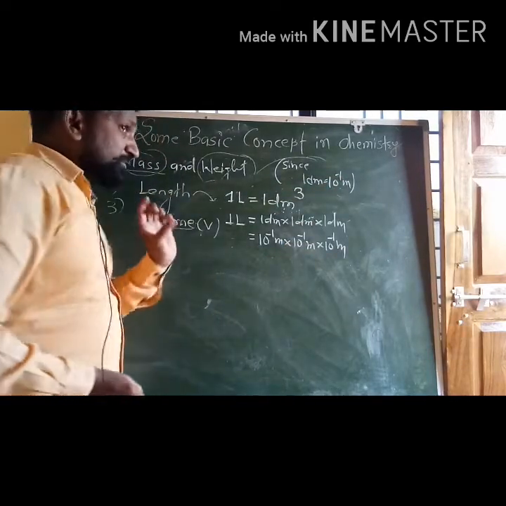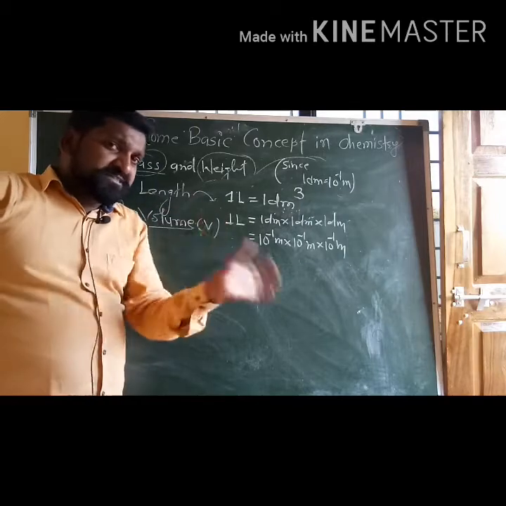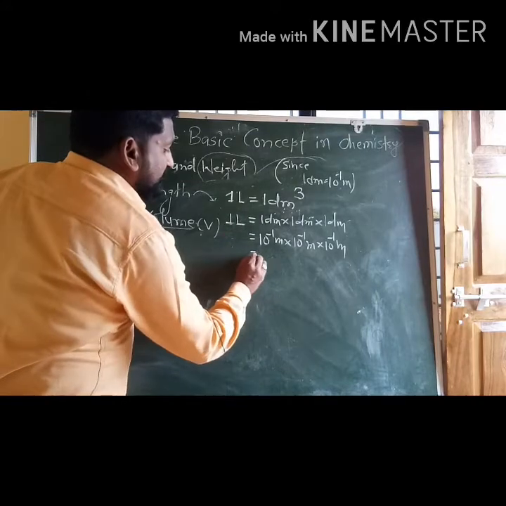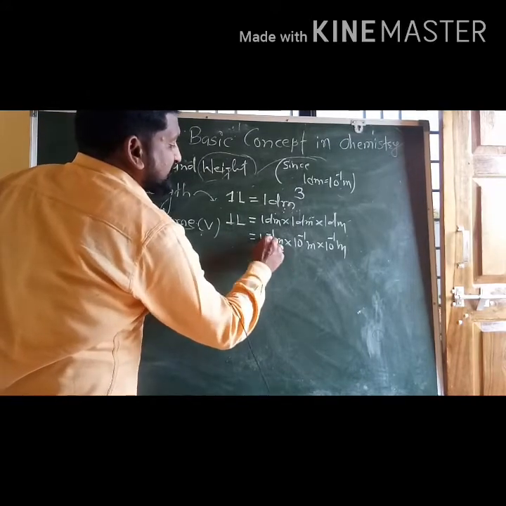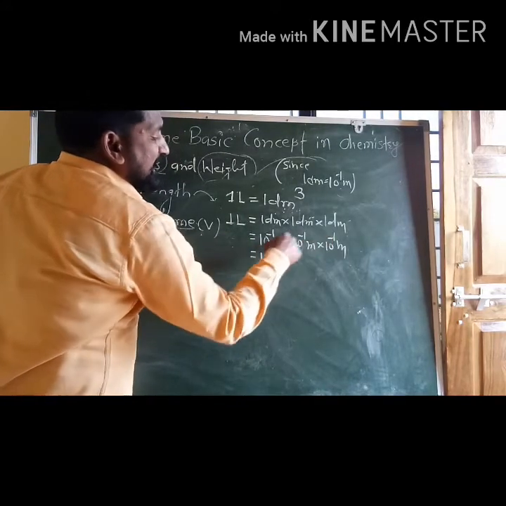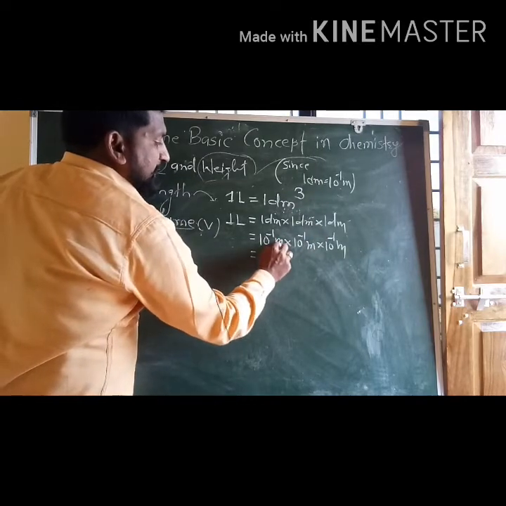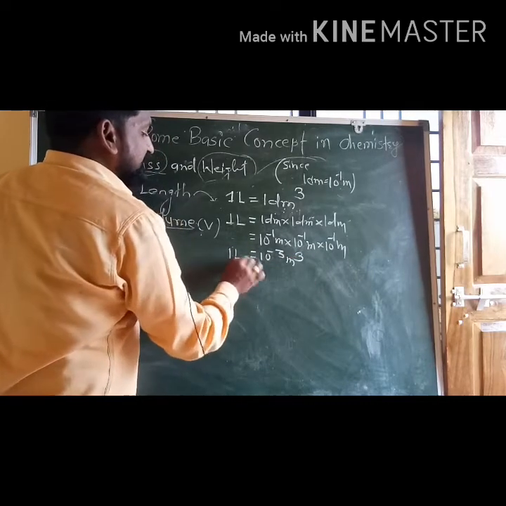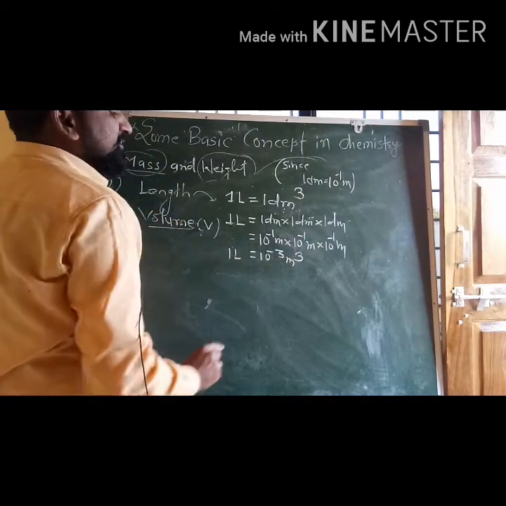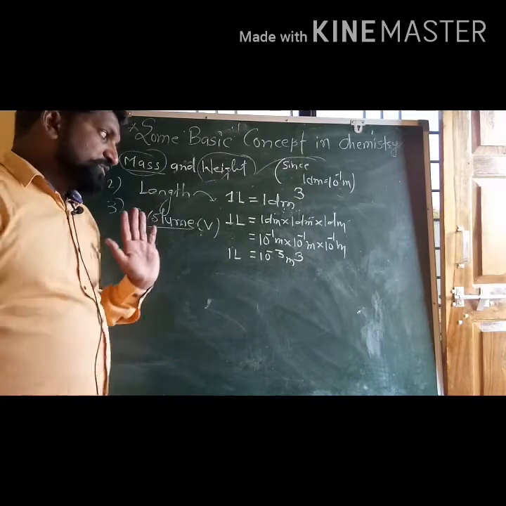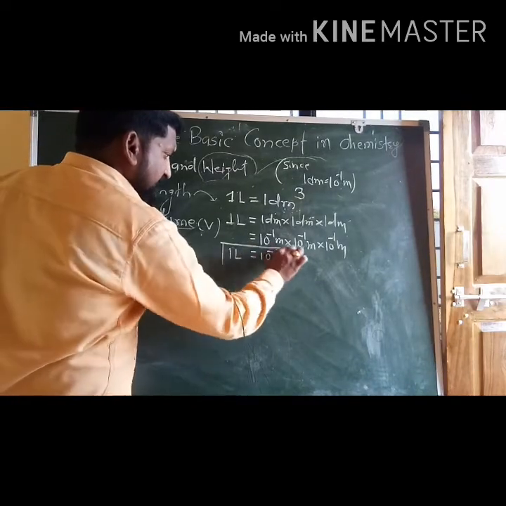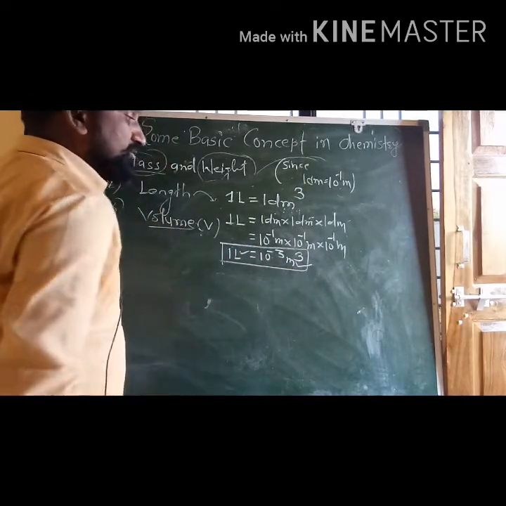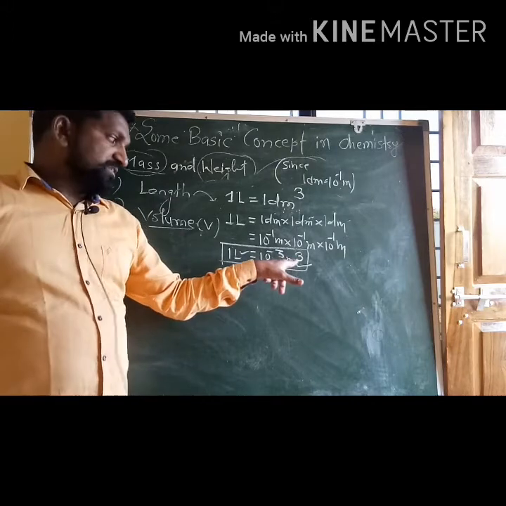Actually, we are trying to derive the unit for volume here. What is our target? We want to derive the unit for volume. So it becomes 10 to the power minus 3 minus 1 minus 1 minus 1, addition of indices. m into m square into m cube. So 1 liter is equal to 10 to the power minus 3 cubic meter. Again, this relationship is very important. This is the SI unit of volume.